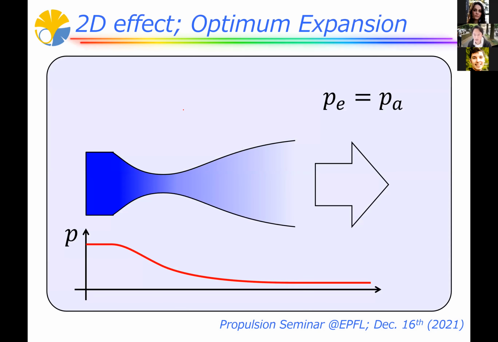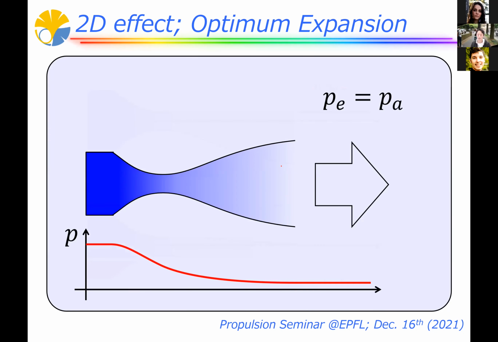Okay, so for the final part of this chapter, let me talk about the 2D effect a little bit. So far my talk has been according to the 1D model, but an actual thruster, an actual nozzle, has a 2D or 3D configuration, and there are such effects. In this slide, if the flow exit pressure is equal to the ambient pressure, the flow will be smoothly connected to the ambient gas, as shown in this slide.